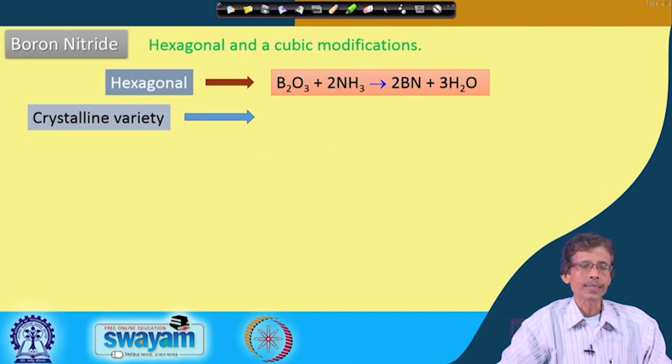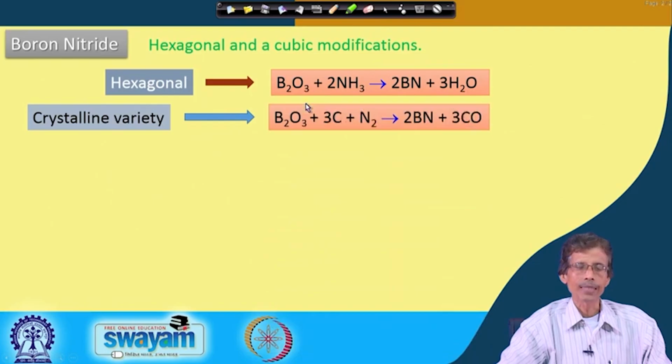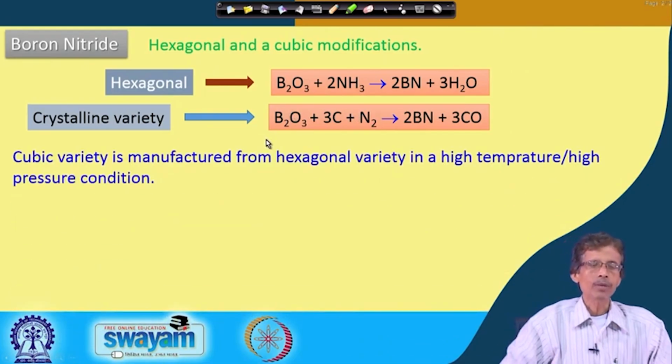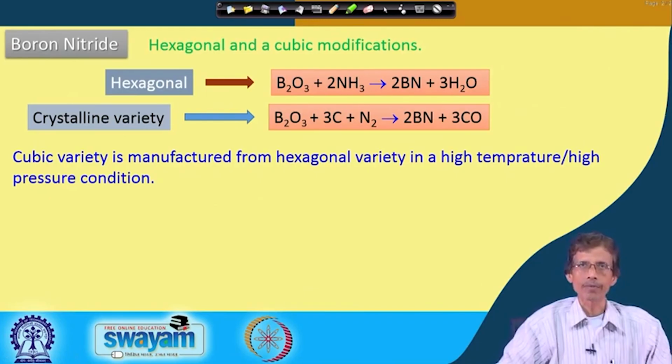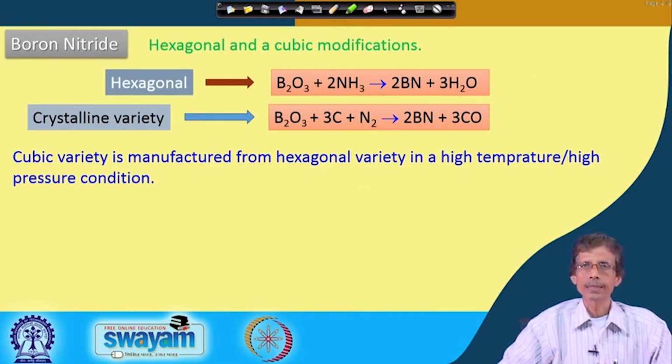Then the crystalline variety, the one having higher crystallinity, can be achieved if we introduce carbon as a reducing agent for the direct reaction with nitrogen of that B2O3. Then the cubic variety is manufactured from the hexagonal variety. So, first we get the hexagonal variety, and that hexagonal variety can be converted to the cubic variety at high temperature and high pressure condition. We know that these are typical things from our solid state structural changes, that one particular variety can be changed to another variety by simple solid state transformation.